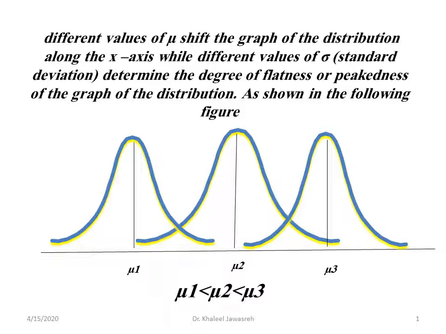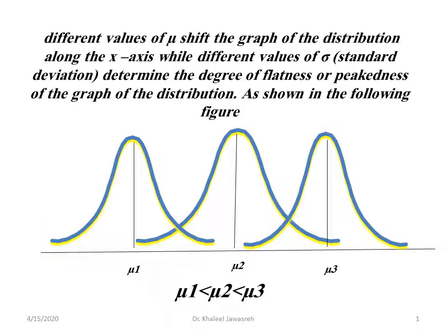The graph will be shifted on the x-axis, while different values of sigma, the standard deviation, determine the degree of flatness or peakness of the graph. If we observe a curve shifted to the right on the x-axis, it means there are differences between the means of two populations, for example. But the flatness or peakness of the curve is determined by the standard deviation. So the standard deviation gives us the peakness or the flatness of the curve, and the different means give us the shifting on the x-axis.